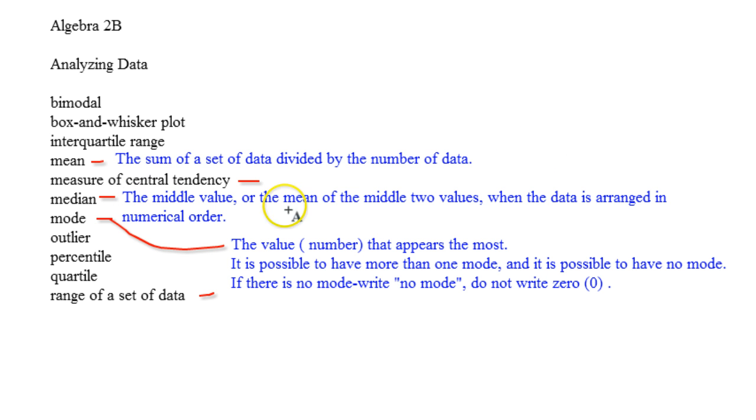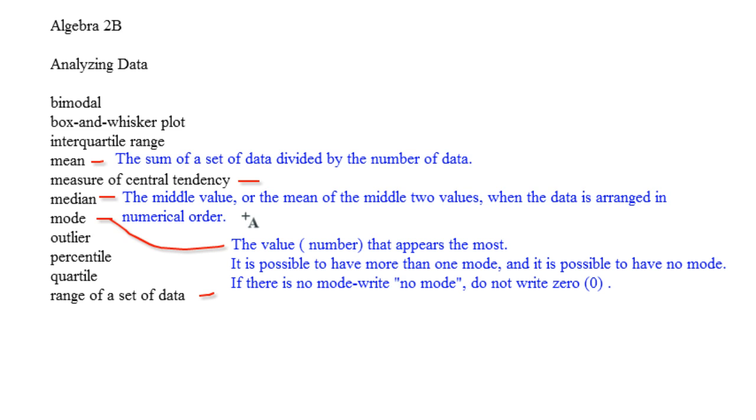Now median is the middle value, or the mean of the middle two values, when data is arranged in numerical order. You have to start at the least, go up to the greatest, and then count down to the middle number or the middle two numbers. If there are two middle numbers, you add them up and divide by 2.